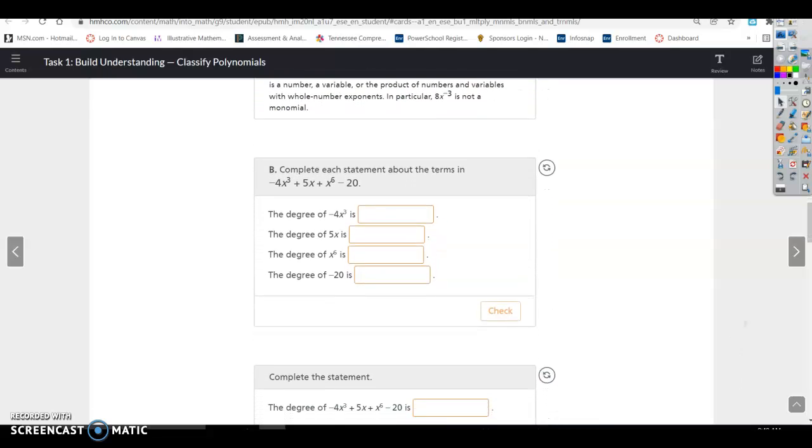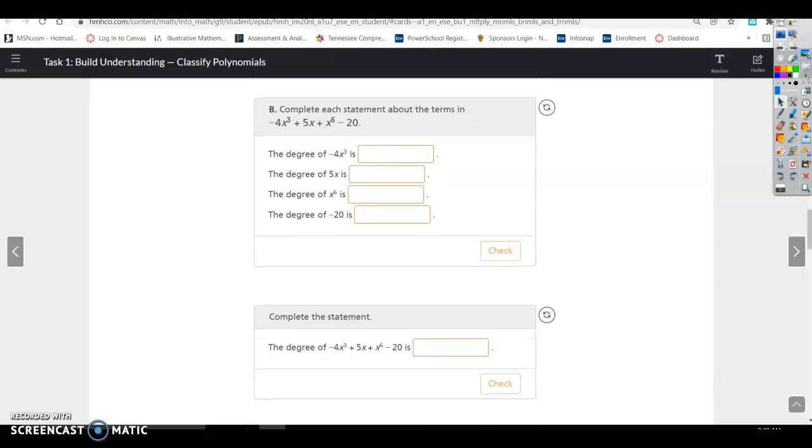All right, complete each statement about the terms. All right, so we've got 3, 1, 6. It wants to know the degree of each term. So the degree of this is 3, because that's your exponent. The degree of this one is 1, because x to the first power, it doesn't have to show the 1. You just assume that 1 to be there. This one is a 6, and this one doesn't have a variable, so there's no exponent. So it would be 0.